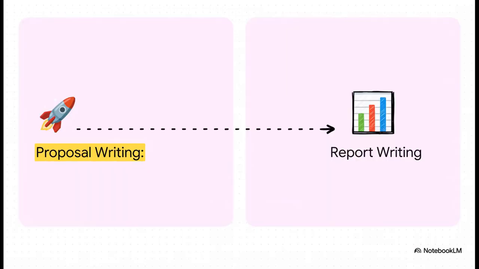And this is a fantastic, simple way to tell two of them apart. A proposal is all about the future. It's persuasive. It's saying, hey, here's what we should do. But a report? That's all about the past. It's expository. It says, here's what happened and what we learned from it. One kicks off the journey, the other sums it up.